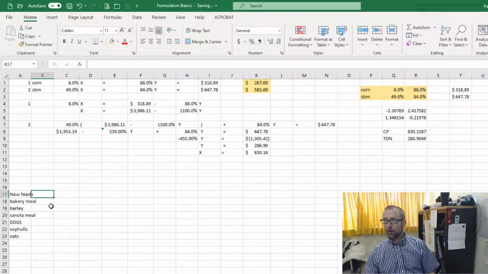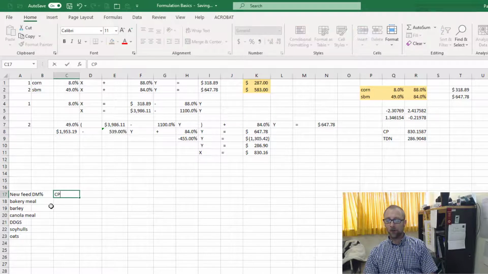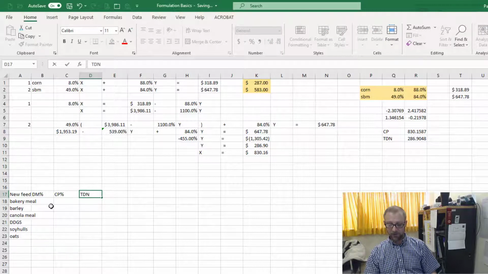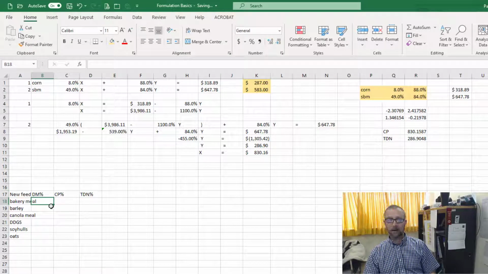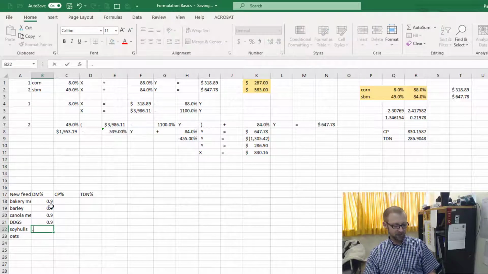Okay, the first thing I want to know is the dry matter of those different feeds, the dry matter percentages. I want to know the crude protein percentages of those on a dry matter basis, and I want to know the TDN values of those on a dry matter basis. And so if I go down here to bakery meal, looking up the number, I see it's 90%. The barley I also have listed as 90%. The canola meal I have listed, basically I have most of these listed as 90%. The distillers I also listed as 90%. You can see that, again, you would put in numbers if you happen to know that they're a little bit different from that.